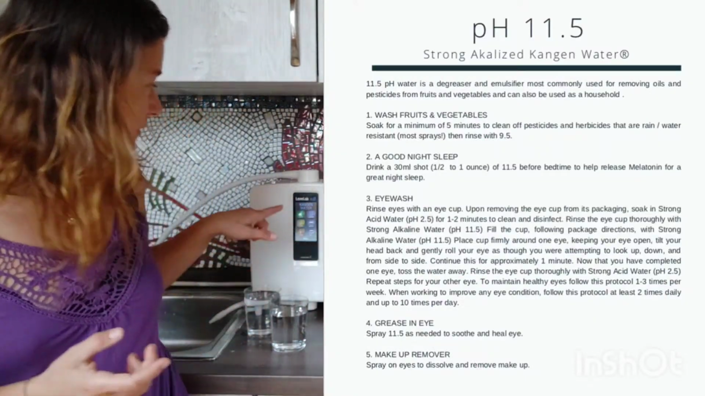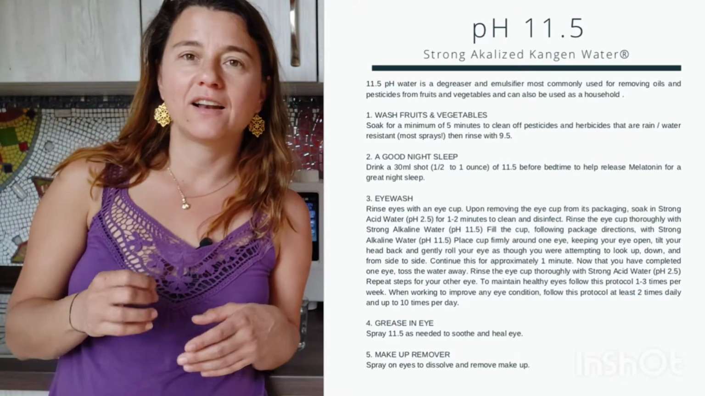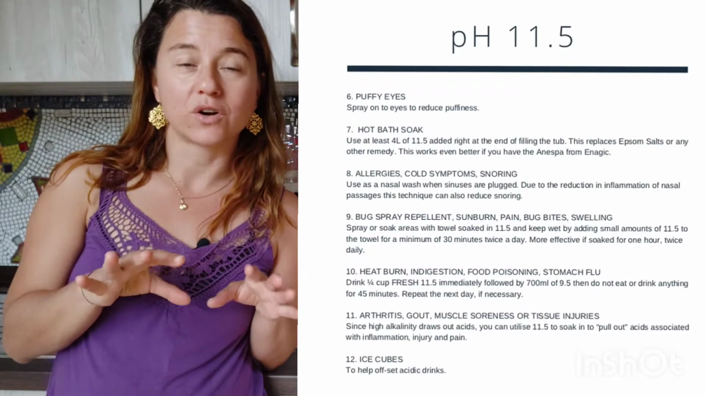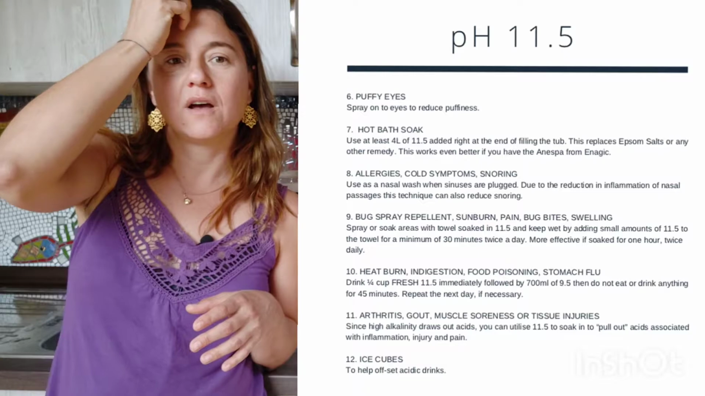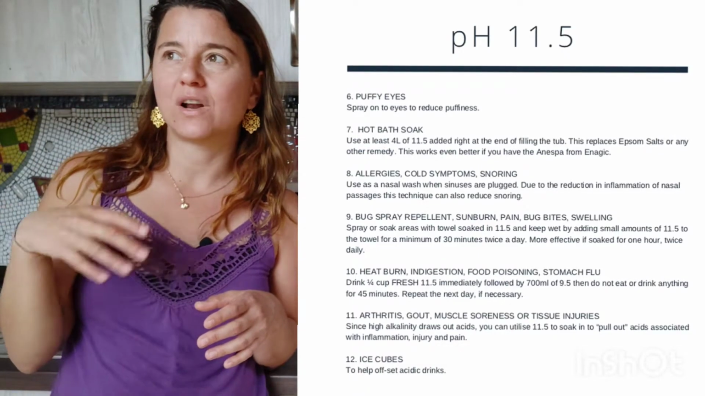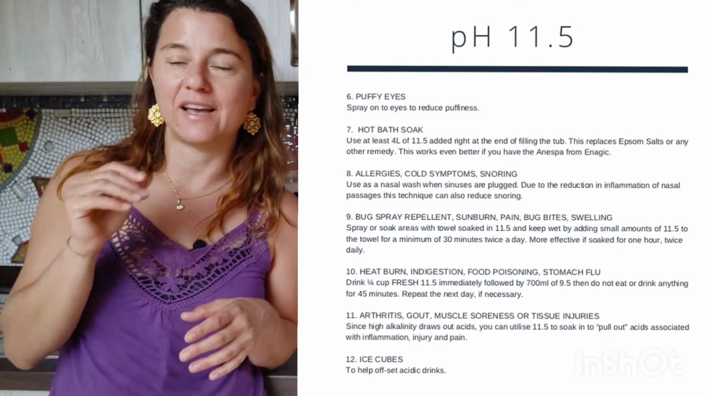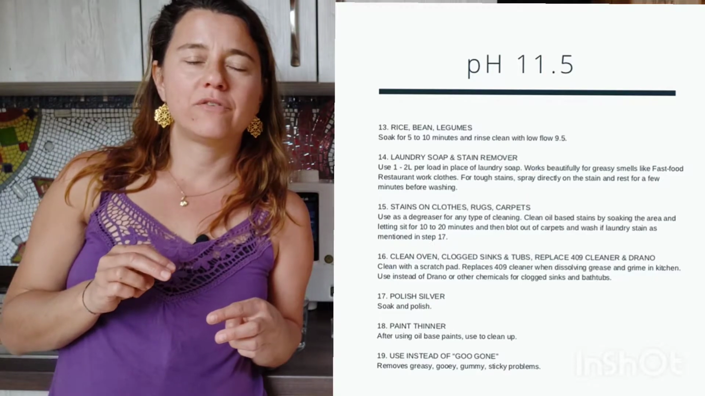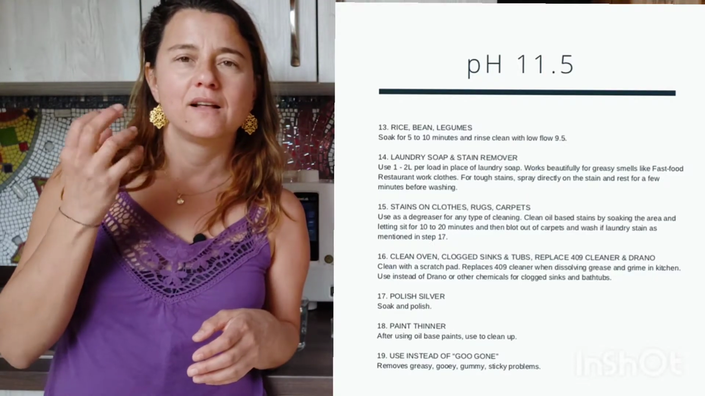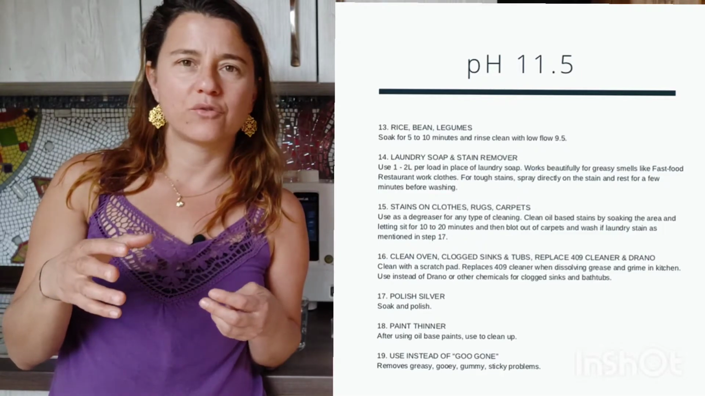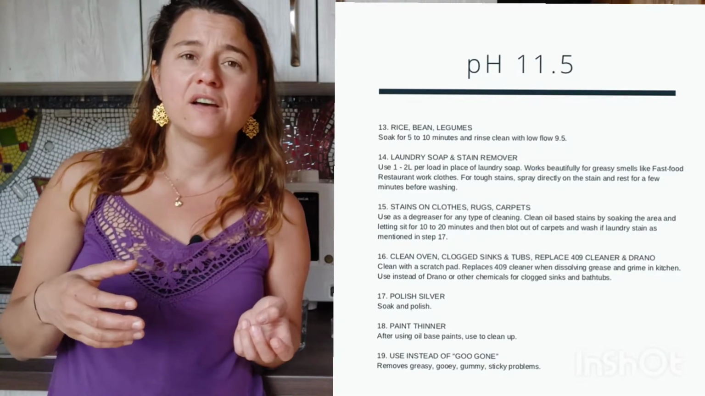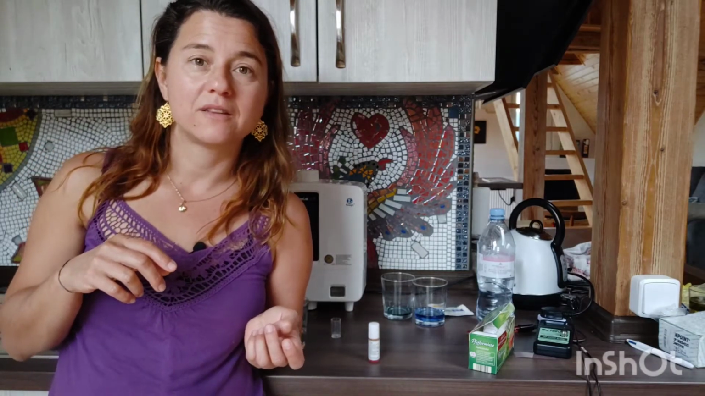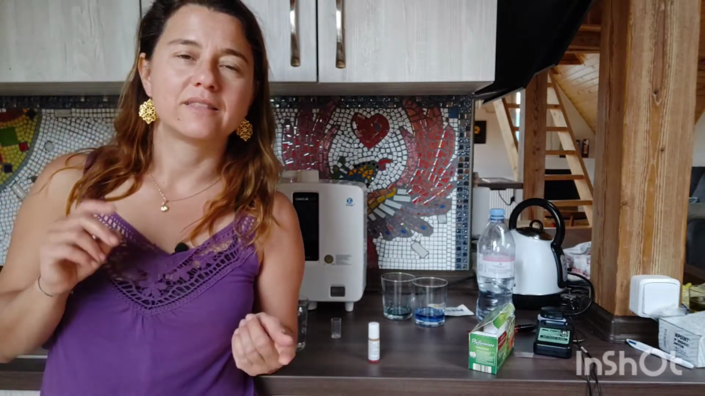Also, it creates 11.5 water, which is highly alkaline and highly antioxidant, and is used for degreasing mainly. Or for headaches. When someone has a headache, they can have 2 glasses of it, they say. I don't have headaches, so I don't know. But 11.5 is great for cleaning sinks, for degreasing, for cleaning the oven, for so many things. Have a look at the document below that I will share in a link.